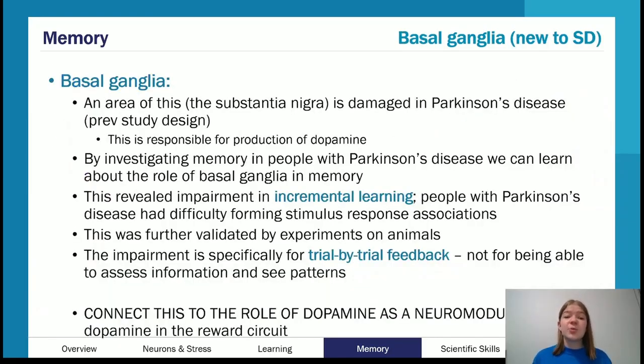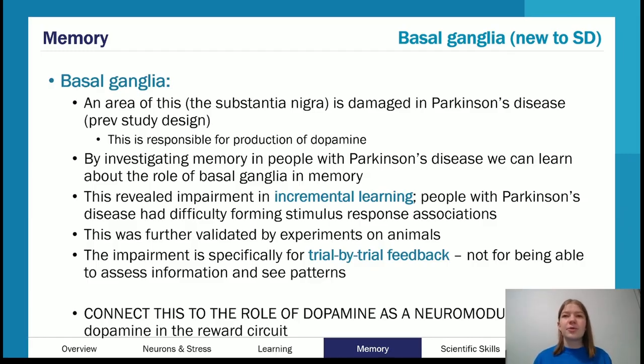New to the study design, we look at the role of the basal ganglia in memory. We previously had in the previous study design that an area of this is damaged in Parkinson's disease, which is responsible for the production of dopamine. But by investigating memory in people with Parkinson's disease, we can learn about the role of the basal ganglia in memory. So this has revealed impairment in incremental learning. People with Parkinson's disease had more difficulty forming stimulus-response associations. This was further validated using experiments on animals, but it was specifically for trial-by-trial feedback.